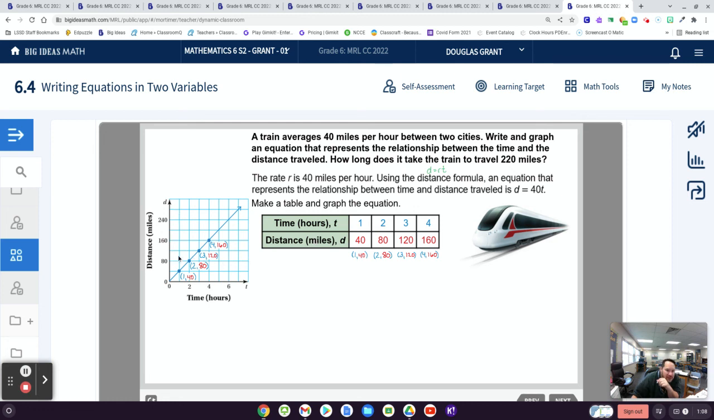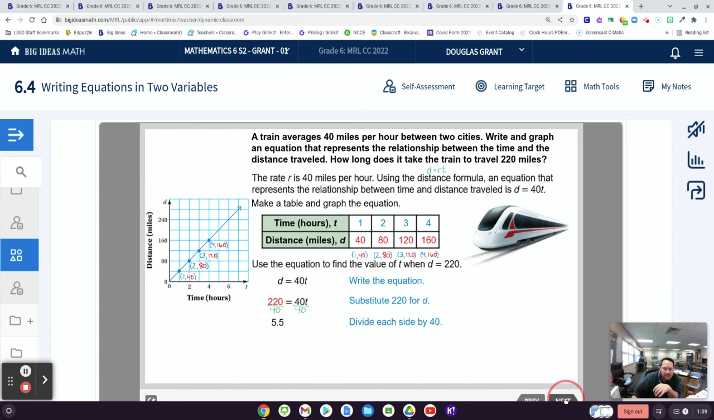You find 220 on the graph. Well, there's 240, there's 200. 220 would be right here, and you go over and it looks like it's going to be about 5.5 hours, which you could also get by just dividing 220 by 40. There we go, 5.5 hours.